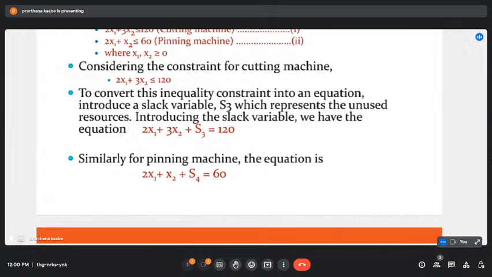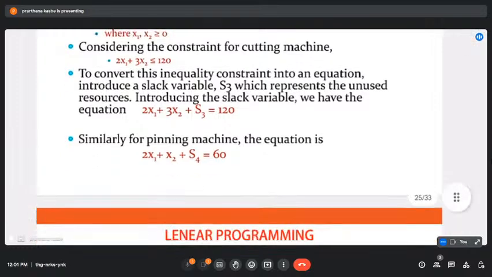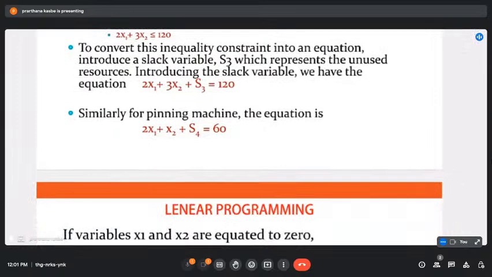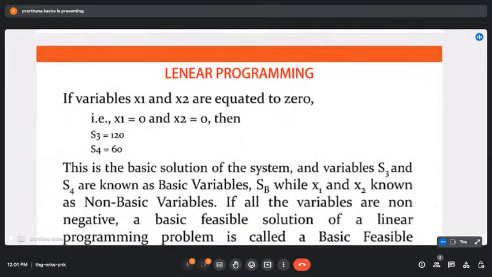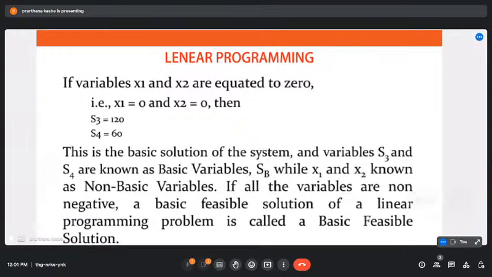And similarly for the spinning machine, use S4. So we get the equation 2x1 + x2 + S4 = 60. If the variables x1 and x2 are equated to 0, then x1 = 0 and x2 = 0. Then S3 is equal to 120 and S4 is equal to 60, because the values of x1 and x2 are 0.